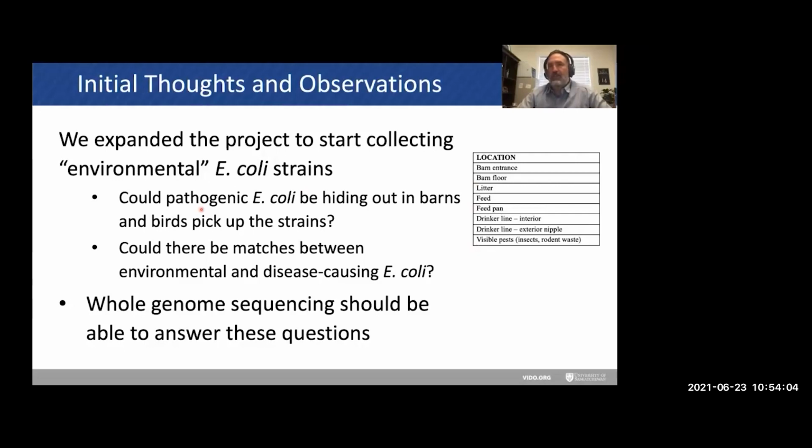Questions: could pathogenic E. coli be hiding out in barns and then the birds pick up these strains? And this is actually the source of the disease-causing E. coli. And could there be matches between environmental and disease-causing E. coli, being that these are coming from the same barns? So this seems a bit like a fishing expedition, but we know that whole genome sequencing should be able to answer these questions. If two isolates are related, we will know for sure.